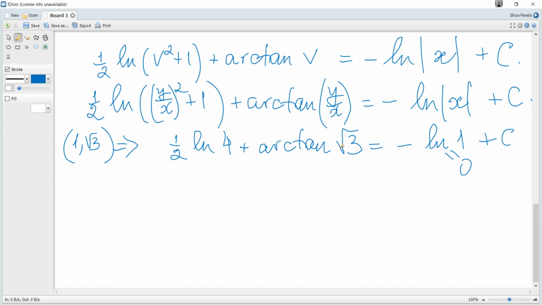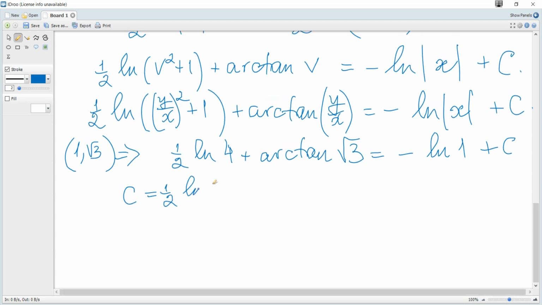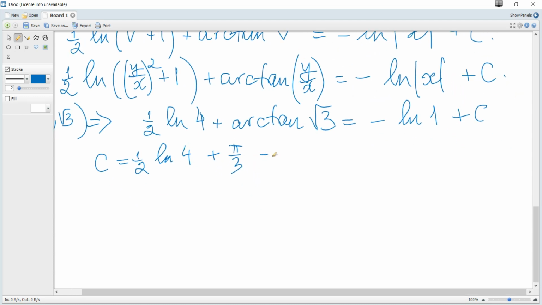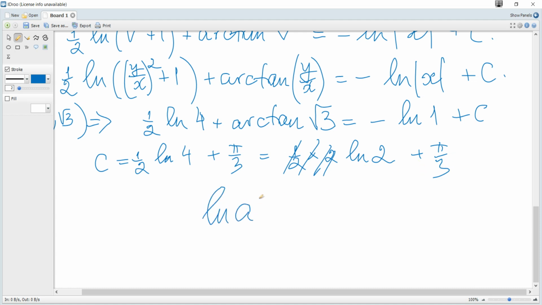Ln 1 is 0. Arctangent of root 3: tangent is sine over cosine, and for it to be root 3, it's 60 degrees or pi over 3. Hence, we can see that c is a half ln 4 plus pi over 3. 4 is 2 squared, so it becomes a half times 2 ln of 2 plus pi over 3, and it's just ln 2 plus pi over 3. Ln a to the power of b is b ln of a. The formula is given in the data booklet.